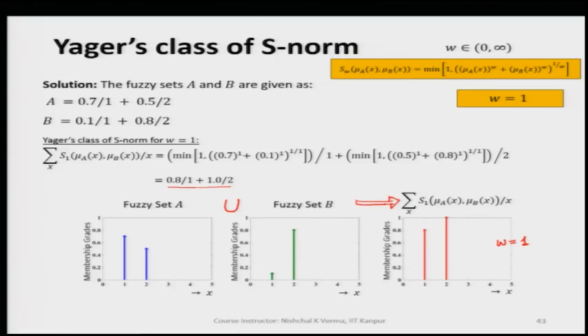As I mentioned, w can be any value between 0 and infinity. So, let us again use both the fuzzy sets, find the union of fuzzy sets A and B, and take the value of w as 2. So, w equal to 2, we are going to get some change in the membership values of the resulting fuzzy set, which is coming out of the union of fuzzy set A and fuzzy set B.